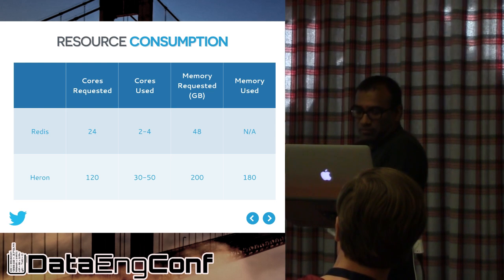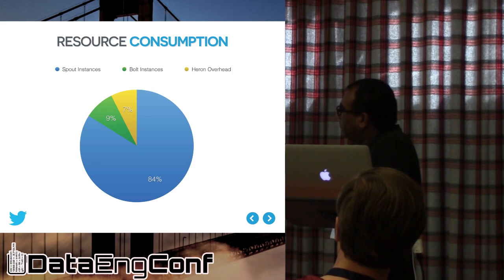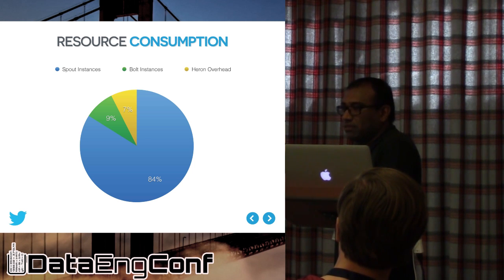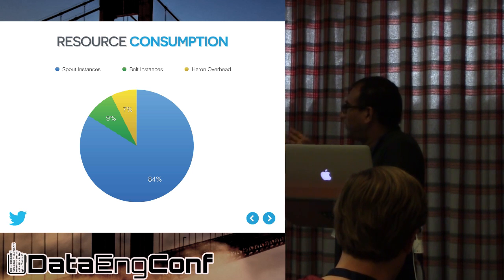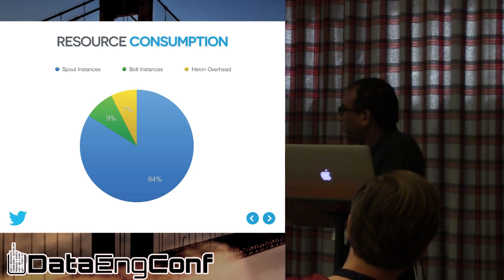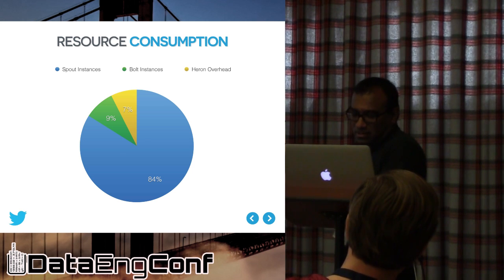Now, when we broke down where the performance is going, we saw the spouts were taking 80% of the CPU cores. Of the 30 to 50 cores, 84% go into spouts alone. Bolt is complete noise, and Heron is around 7% of the overall overhead, so it's hardly anything from a Heron perspective. We were curious why the spout is taking so long, so we investigated further.